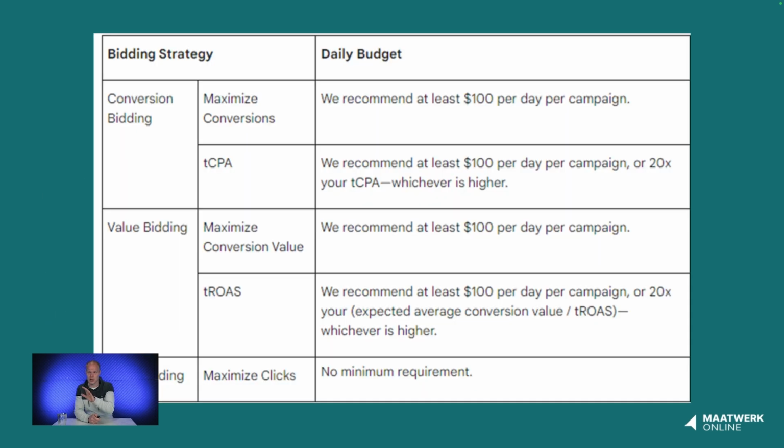This is a screenshot that I took from the Google Ads interface, where Google is saying, okay, these are the bidding strategies and the daily budgets that we are advising. Don't look at that too much.